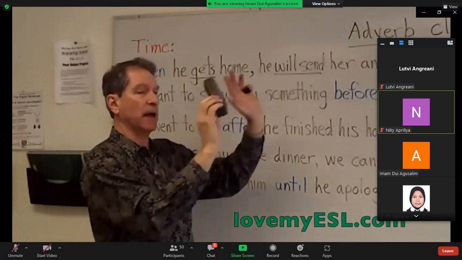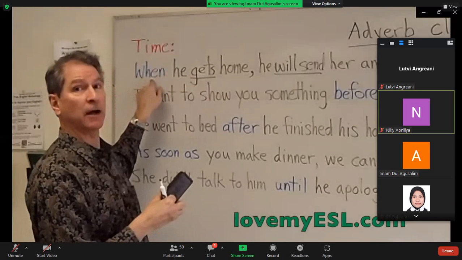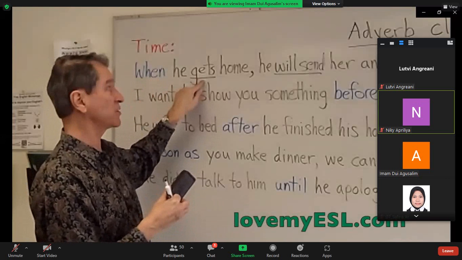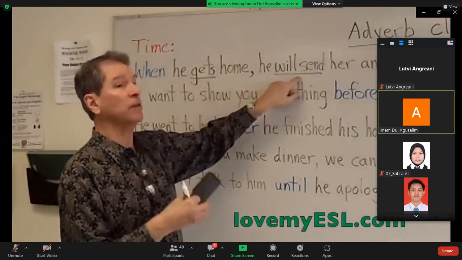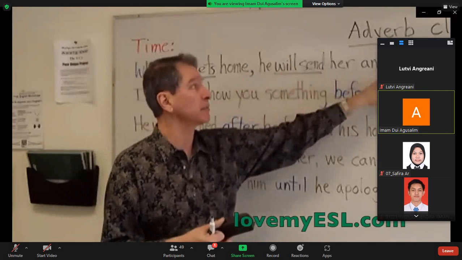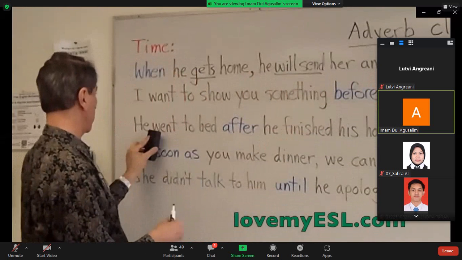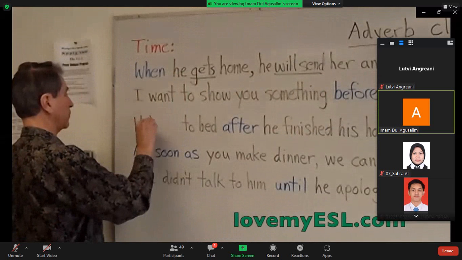Now, even though all of this idea is happening in the future, you cannot use the future tense when you have a time clause, adverb clause. You can only use the simple present tense. You can't say, when he will get home. That's wrong. Or when he's going to get home. That's wrong. You have to say when he gets home and use just the simple present, even though this is a future idea, and you can see the future over in the independent part of the sentence right here. He will send her an email.